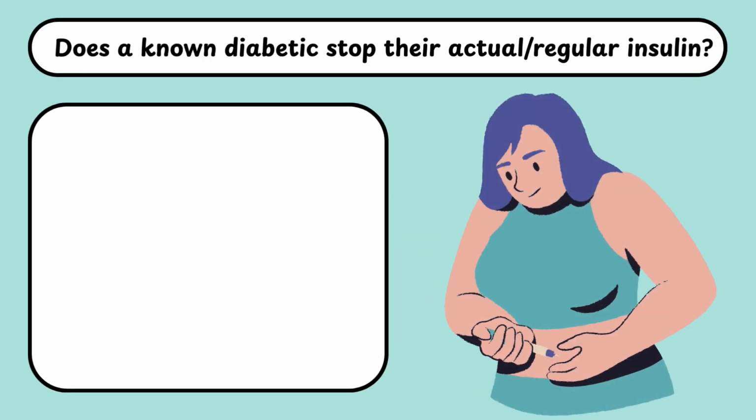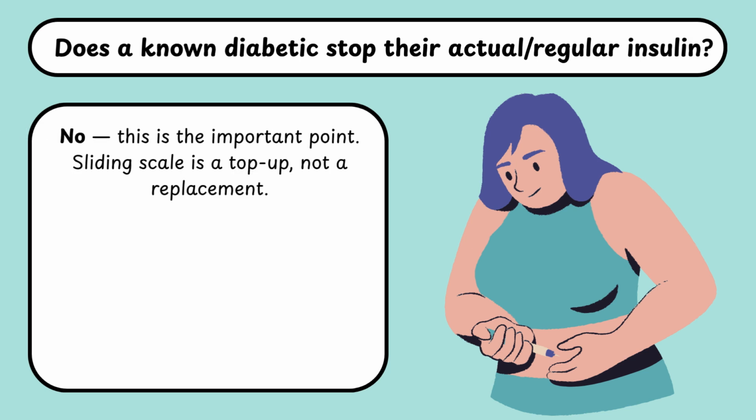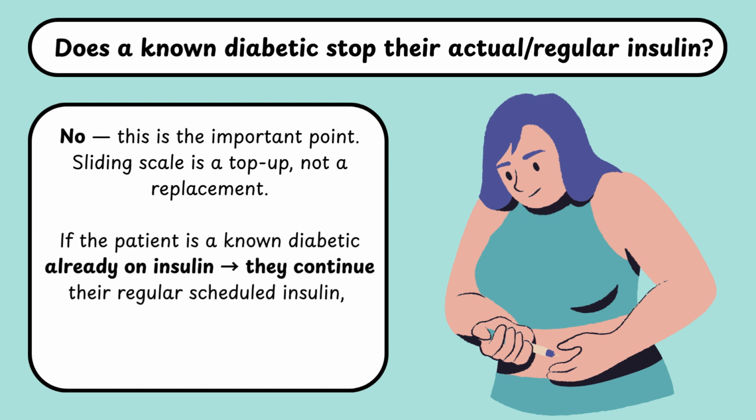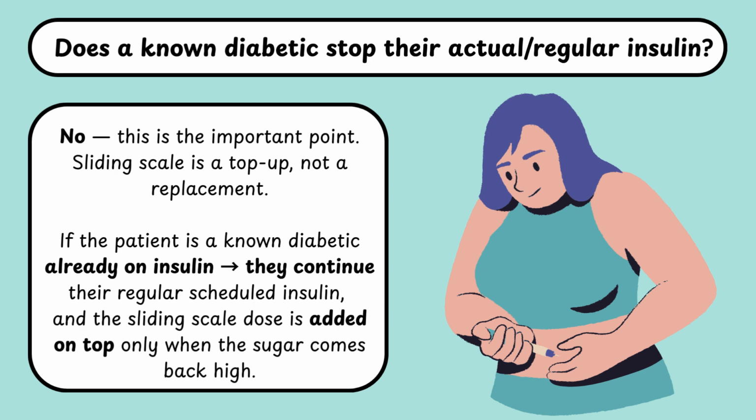Does a known diabetic stop their actual regular insulin dosage if he is given sliding scale units? No, this is the important point. Sliding scale is a top-up, not a replacement. If the patient is a known diabetic already on insulin, then they continue their regular scheduled insulin. And the sliding scale dose is added on top only when the sugar comes back high.